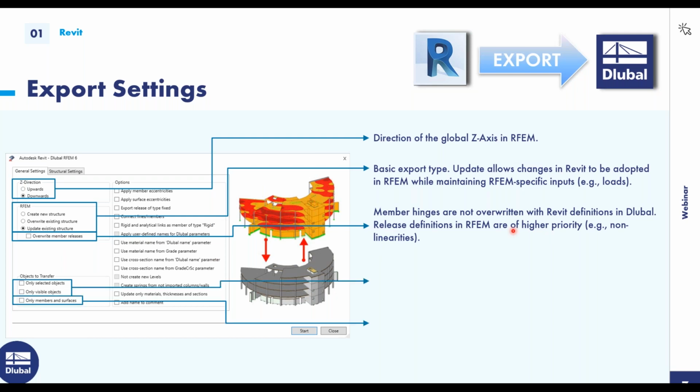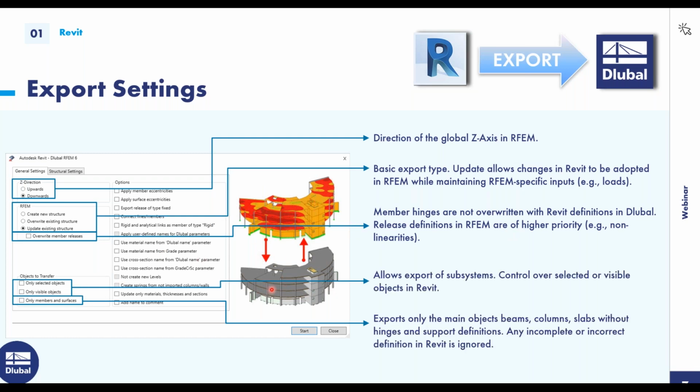And then we have some additional options here for the exporting of subsystems or just specific portions of the model. So for example, only selected objects. That's if you highlight specific objects in Revit, you can just export those highlighted objects. Only visible objects is pretty self-explanatory, along with only members and surfaces.